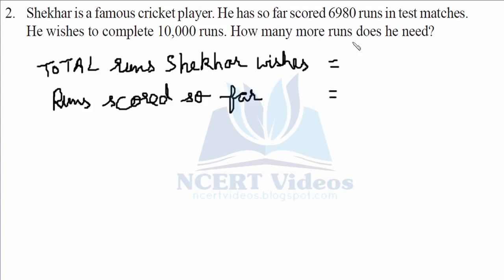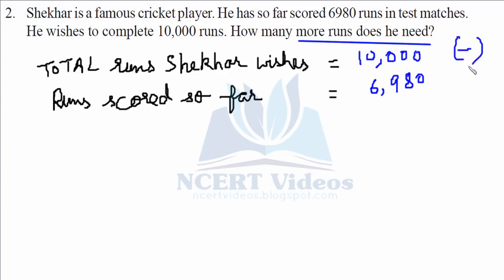So first of all, we will write total runs Shekhar wishes to secure. And so far, 6,980. So how much is left? It is a subtraction problem. So we will subtract 6,980 from 10,000. That would give our answer. That is, more runs he needs to score in order to get 10,000.